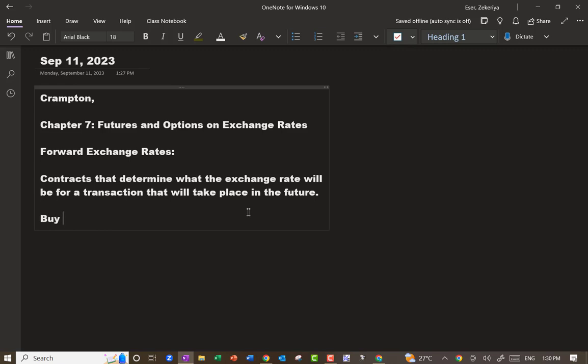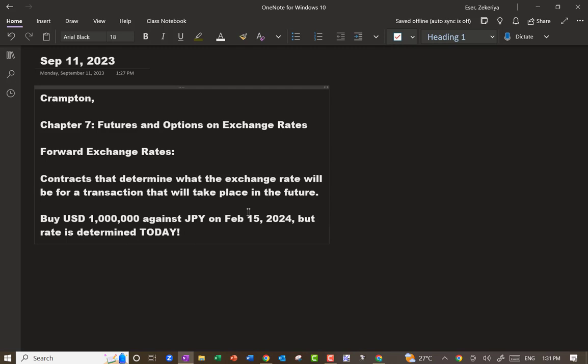Example, buy 1 million USD against, let's say, Japanese yen on February 15th, 2024, but the rate is determined today.